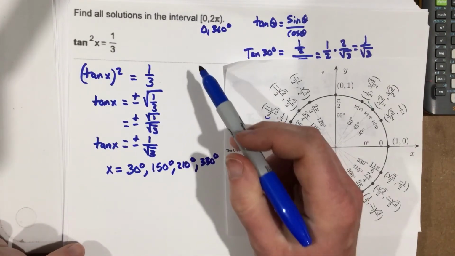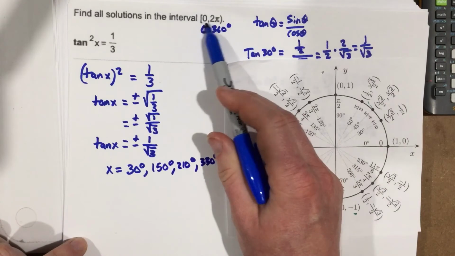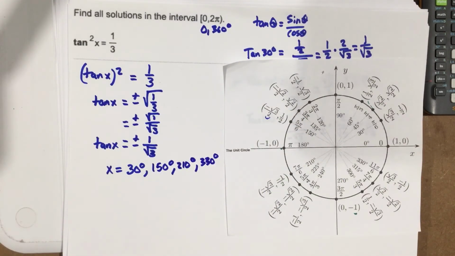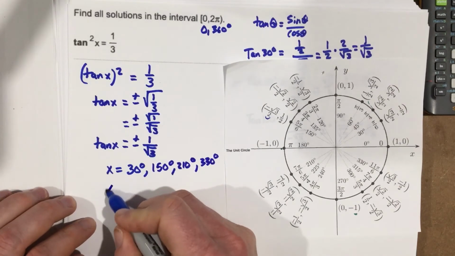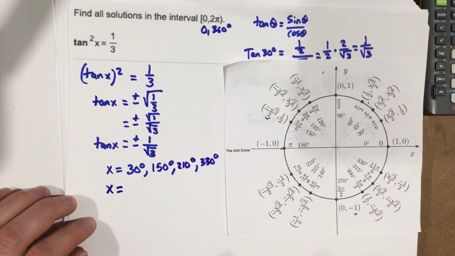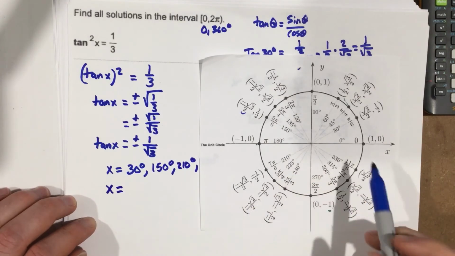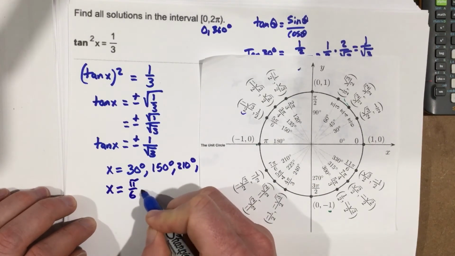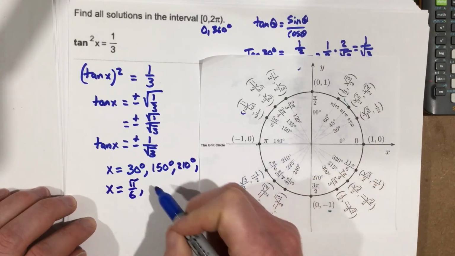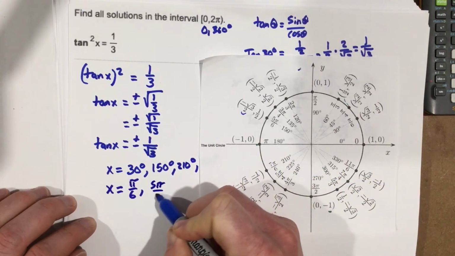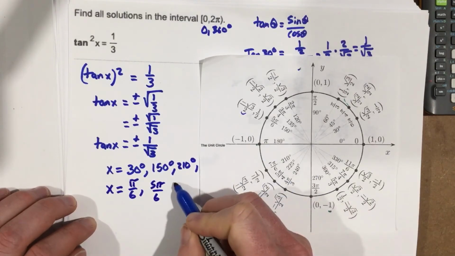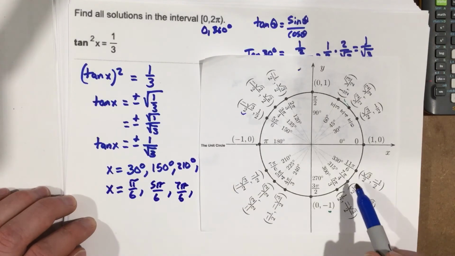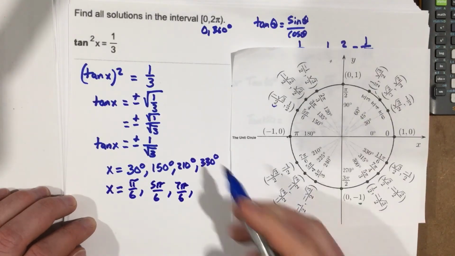But they say 0 to 2 pi. Notice they say 0 to 2 pi, not 0 to 360. So they actually want this in radians. So if they want this in radians, instead of writing 30 degrees, we know we can write 30 degrees as pi over 6. So this is pi over 6. We can replace the 150 with 5 pi over 6. The 210 with 7 pi over 6. And the 330 with 11 pi over 6.